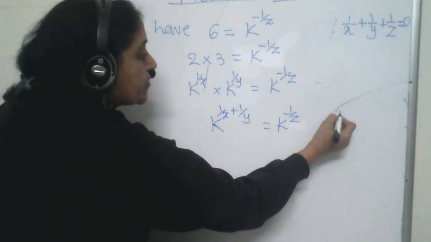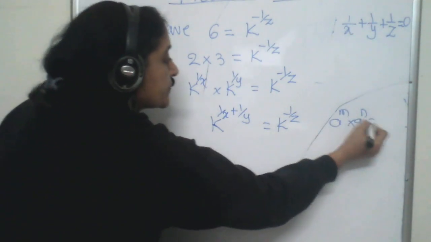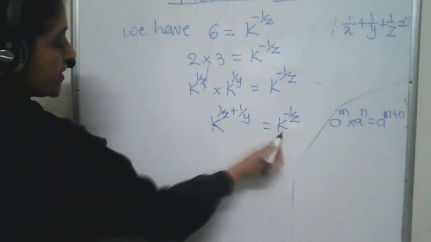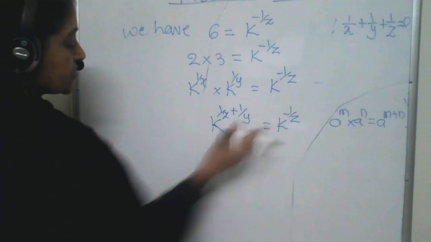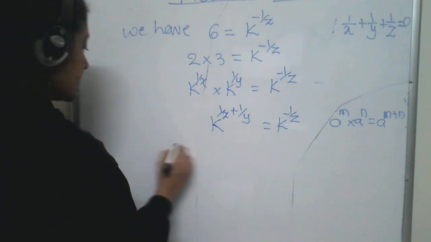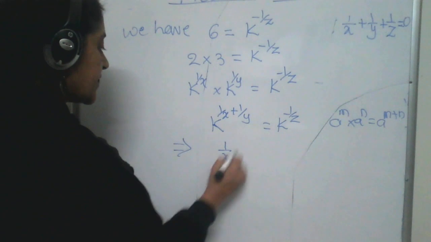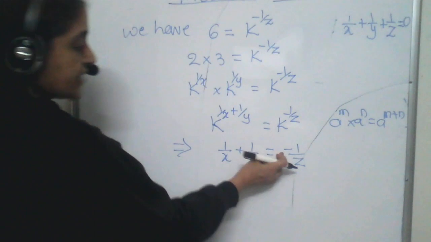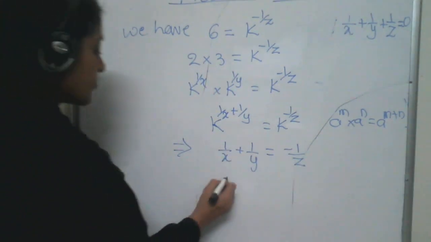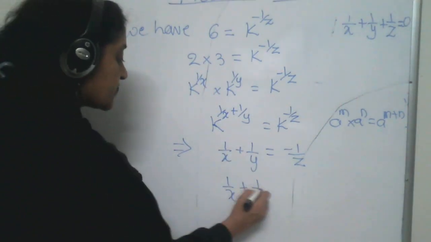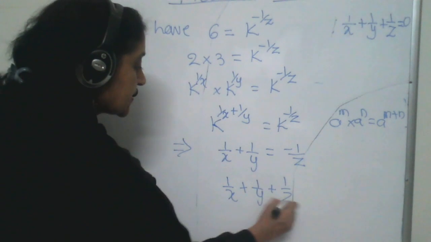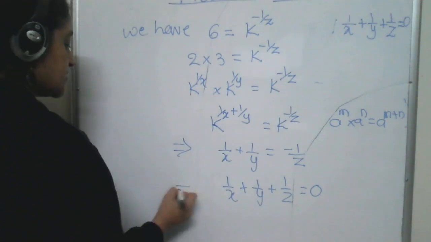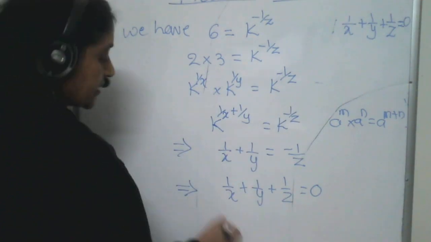You can write here a to the power m into a to the power n is equal to a to the power m plus n. So now k and k, this is the base and this is the base, both are same. So we will equate the exponents. 1 by x plus 1 by y is equal to minus 1 by z. Now this is negative 1 by z. You take this side, it will become positive. That is 1 by x plus 1 by y plus 1 by z is equal to 0. This is what we were supposed to prove, and hence it has been proved.